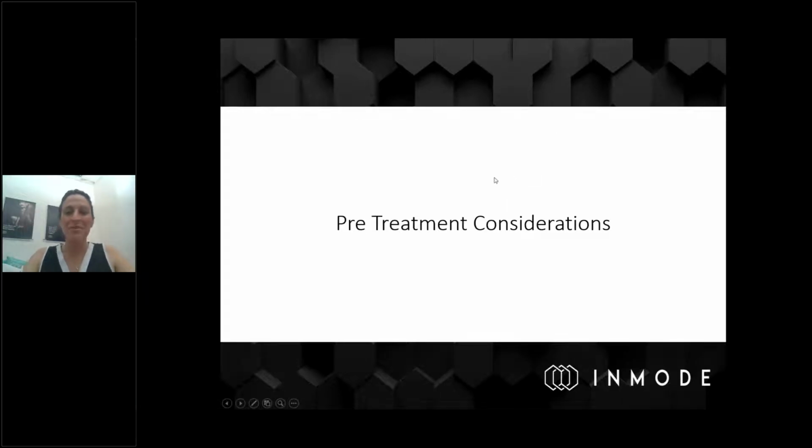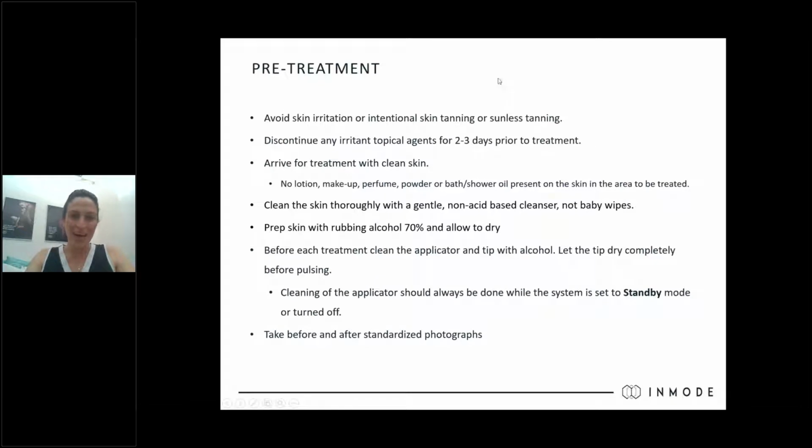So pre-treatment considerations. I'm not about to read through that, but what we want to make sure is that the skin is not irritated. So any irritants that are used daily by our patients should be ceased prior to the treatment. Although we said we don't have a problem with different skin types, we don't want to treat super tan skin because super tan skin is an irritated skin. It's an already overheated skin, and we don't want to treat that.